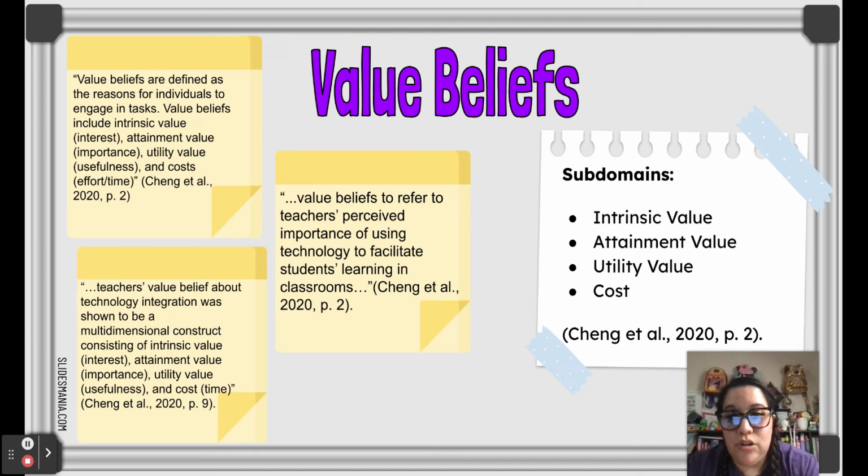And finally, teachers' value belief about technology integration was shown to be a multidimensional construct consisting of intrinsic value, attainment value, and utility value. So this is just more repetition about the subdomains, but value beliefs are what teachers believe that they're going to get out of teaching technology, basically.